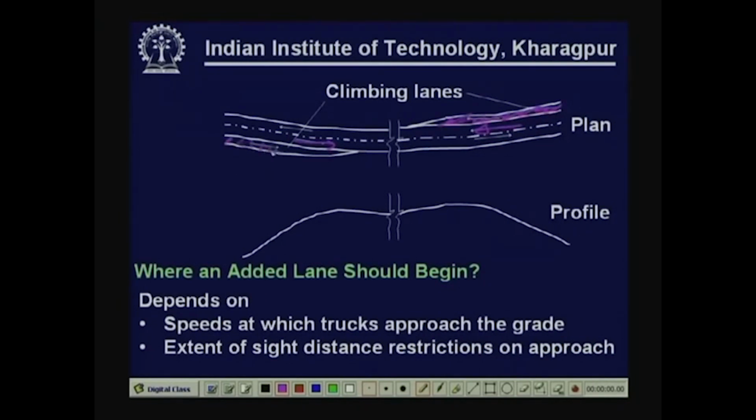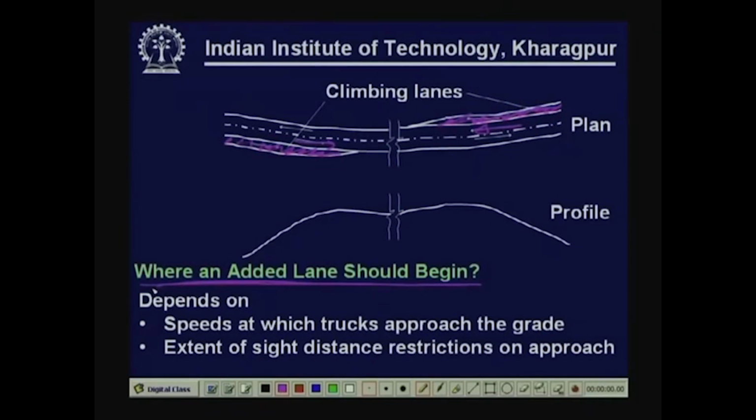For this side movement, this is the climbing lane that is added. So, an extra lane is provided here and here. In this case, for both sides we have provided a climbing lane. Now, the question comes, where an added lane should begin. So, we are trying to explore that part, where an added lane should begin.